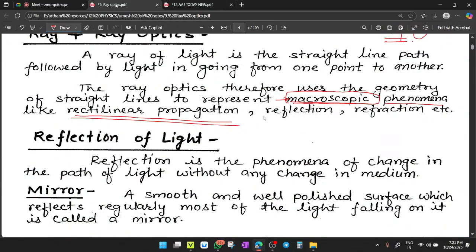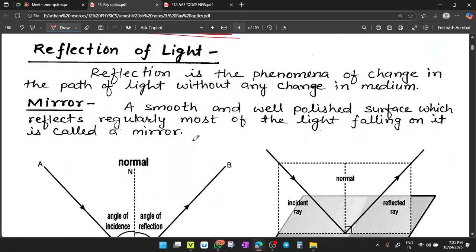Ray optics therefore uses the geometry of straight lines to represent macroscopic phenomena like rectilinear propagation, reflection, and refraction. So we have to deal with this type of geometrical phenomenon in this chapter: rectilinear propagation of light, reflection, and refraction. These are called optical phenomena. Now, reflection of light. Starting with the first topic, reflection of light.